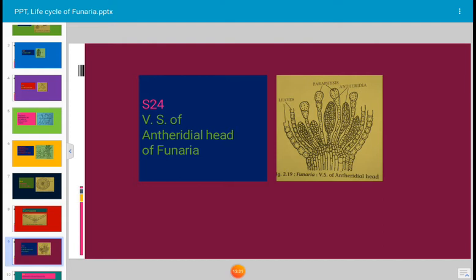The male sex organs, which are called antheridia, are generally found in clusters on the main axis, which is known as antheridial head. They are surrounded by leaves. The leaves are called perigonial leaves. The antheridia and perigonial leaves together form a perigonium.